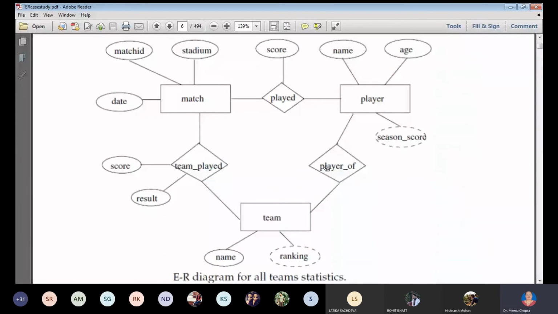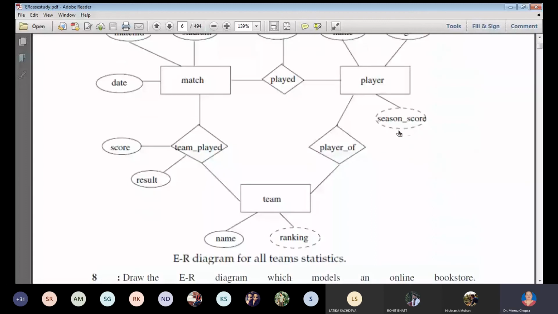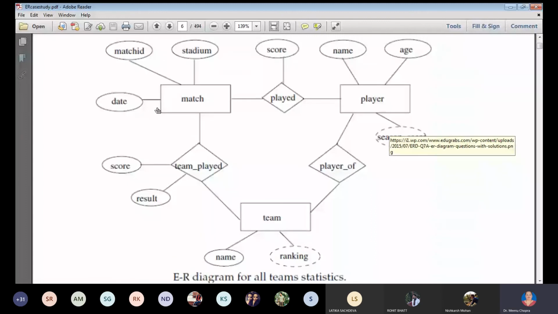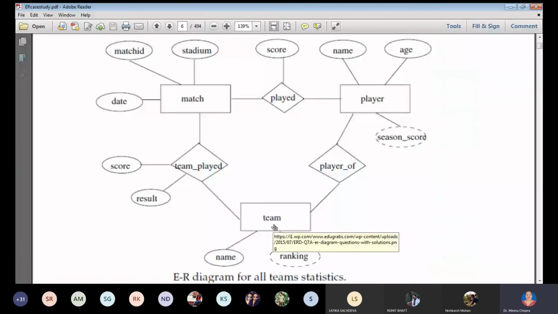Now this is another variant of this ER diagram. Now match, played by, player. Similarly, team is also there. Now one more entity is added. Team, name. This is the ranking, that is a derived attribute. Similarly, team, match being played with the team. So team played, score is there. From the team played, we get the ranking. And from the season scored, हमें player से मिलेगा. And these are the further relationships we have.